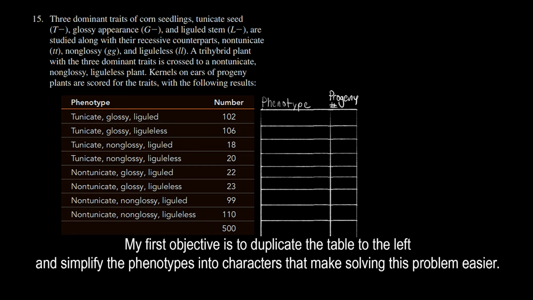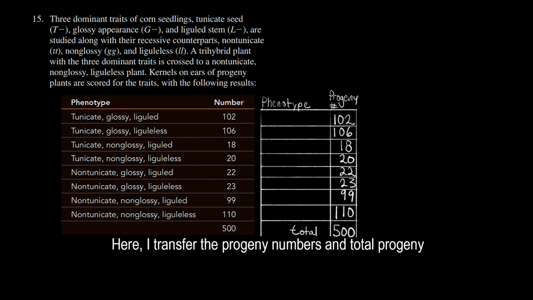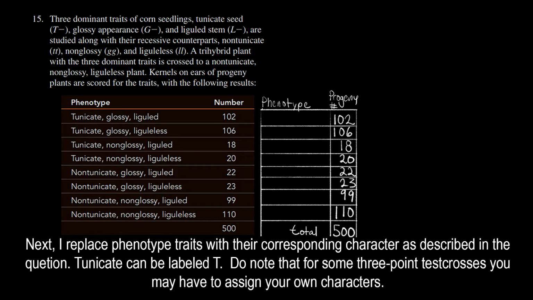My first objective is to duplicate the table to the left and simplify the phenotypes into characters that make solving this problem a bit easier. Here, I transfer the progeny numbers and total progeny. Next, I replace phenotype traits with their corresponding character as described in the question. Tunicate can be labeled T. Do note that for some 3-point test crosses, you may have to assign your own characters.